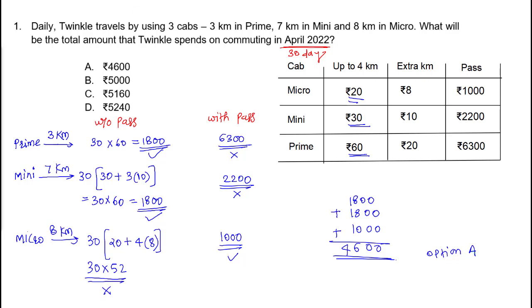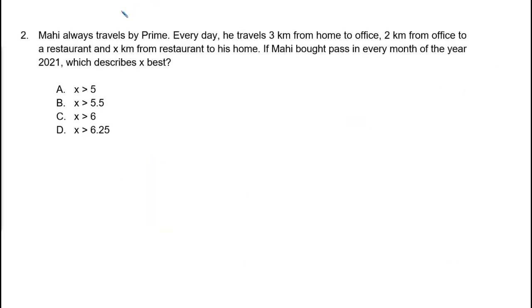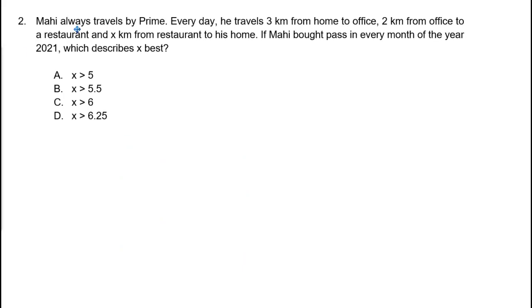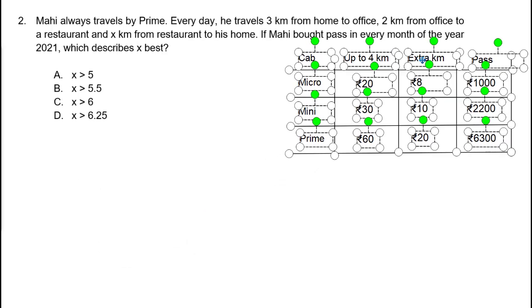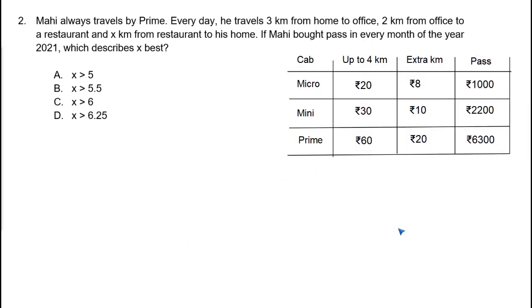After this, let's have a look at question number 2, everyone. Hold on, let me copy this table here. Okay, so let's read this question. Mahi always travels by using prime cab.